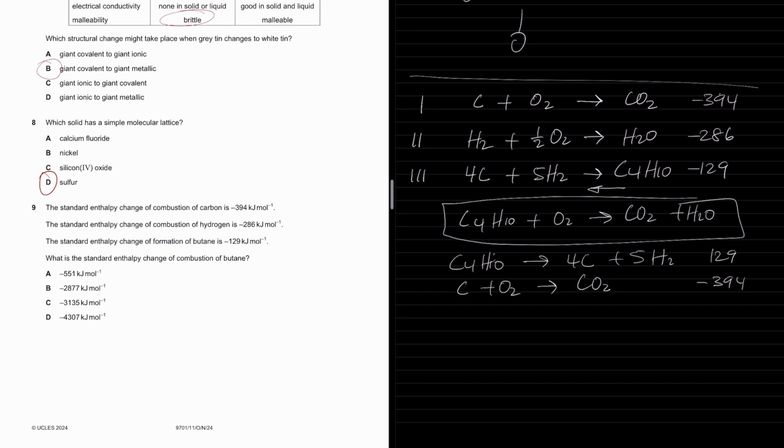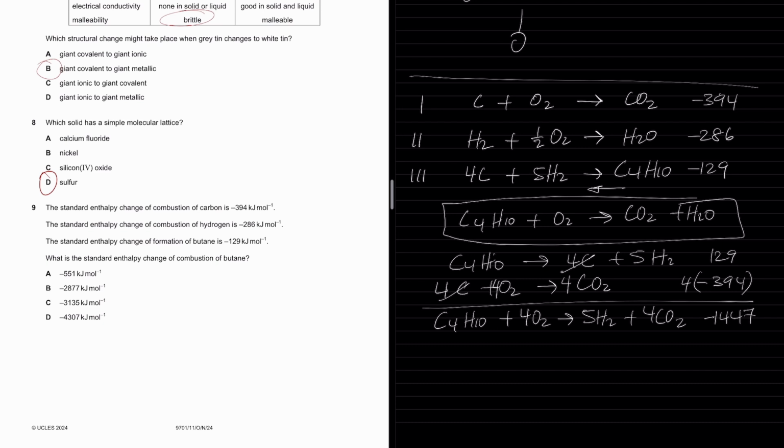I can cancel the carbons because they are on opposite sides of the reaction. One is on the reactant side, one is on the product side, but they're not equal to each other. So I need to multiply one whole reaction by 4. So I'll multiply this by 4, that by 4, that by 4, and also the enthalpy by 4. Now, this will cancel with that, and I'm going to have C4H10 plus 4O2 giving me 5H2 plus 4CO2. And now my enthalpy, I just add this up. I'm going to get minus 1447.